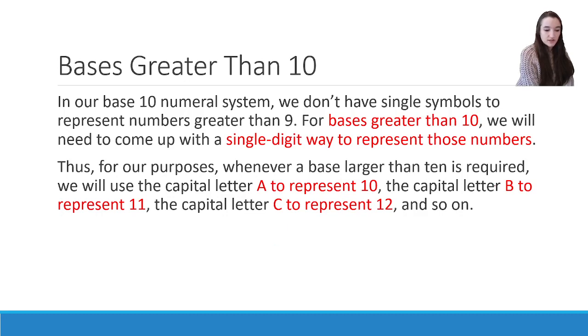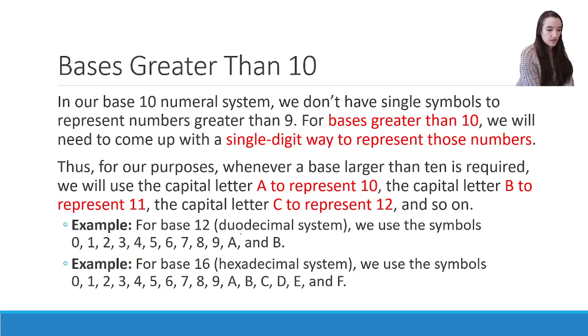So whenever a base larger than 10 is required, we use the capital letter A to represent 10, B 11, C 12, and so on. Generally, we go up to 16 with this most commonly. You can go further than that, but 16 is the most common base above 10 that we use.